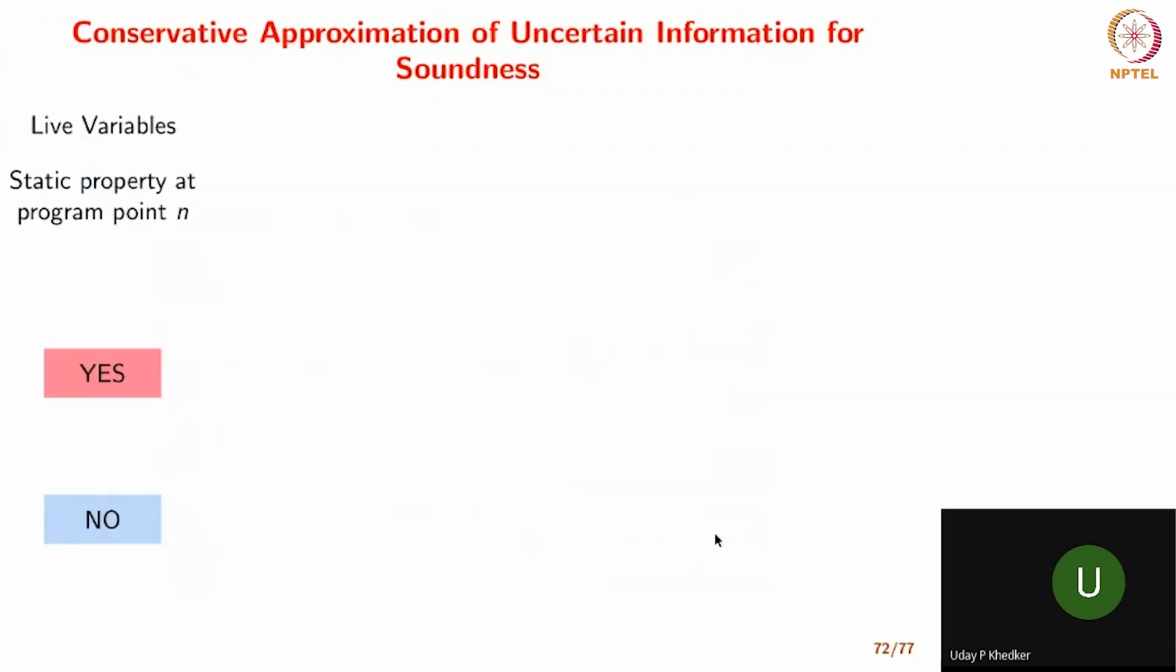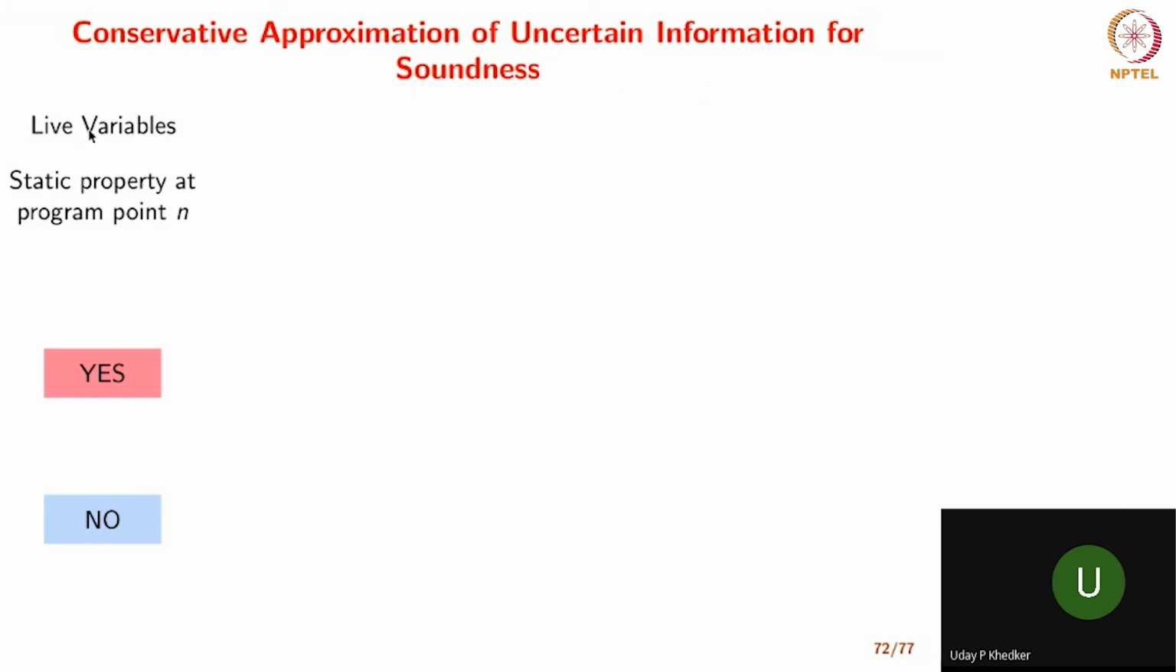So now let's just look at this duality more clearly. Let's try to understand what is the intuition and what is the basis of representing it mathematically. So we want to look at conservative approximation of uncertain information for soundness. For soundness, we said we would like to conservatively approximate the uncertain information. So if there is something that we don't know, we can make some conservative assumption.